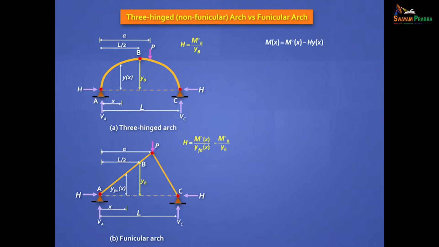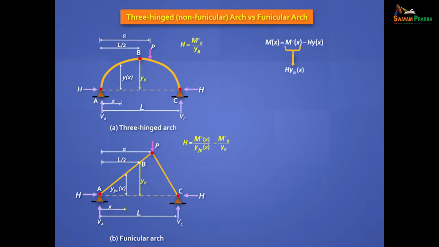Now, we can also say H is M naught B by YB. So we are making a powerful statement. For the same loading arrangement, if the ordinate at the crown or at any location B is the same in both these arches, then the horizontal thrust will be the same in both the arches. Can we say that? This equation is valid for this arch and for this arch. Yes or no? Both these arches will have the same H if they have the same YB.